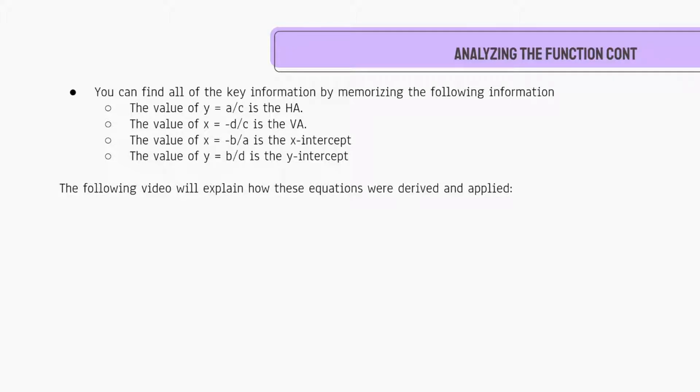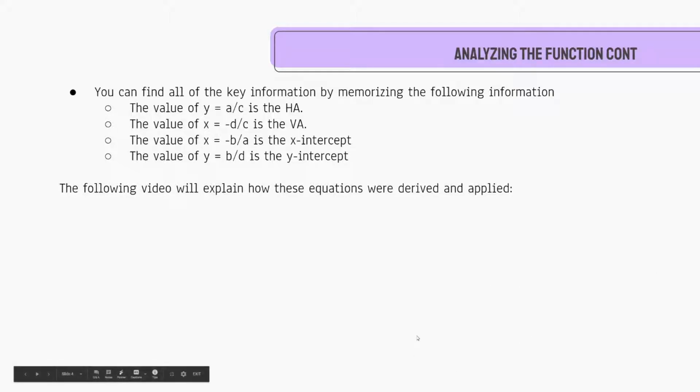These four equations are of course derived from the actual form of the function, but essentially what you need to remember is that the horizontal asymptote is equal to the value of a over c, the vertical asymptote is equal to the value of negative d over c, the x-intercept is equal to the value of negative b over a, and the value of the y-intercept is equal to b over d.